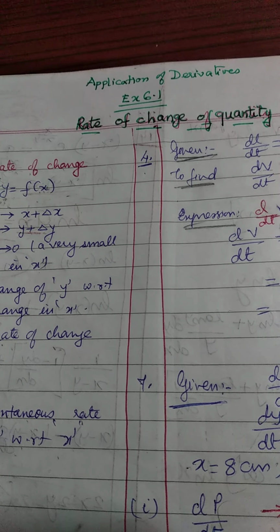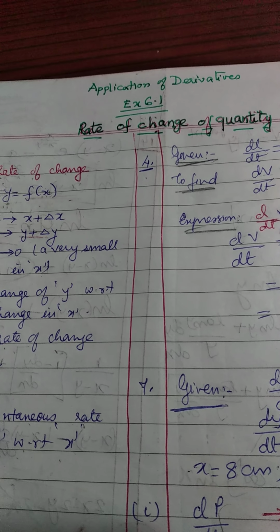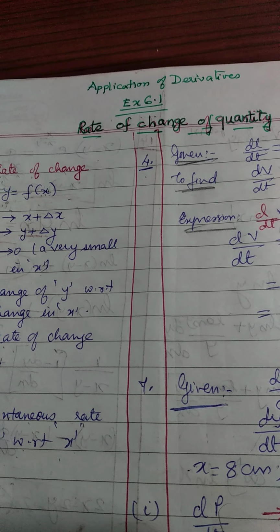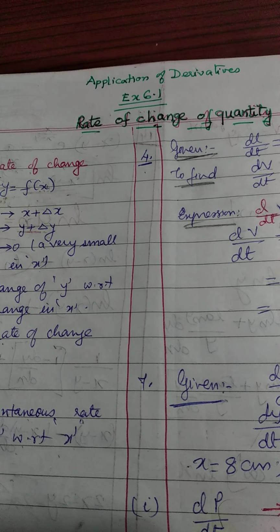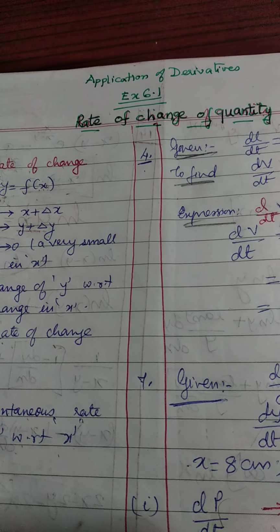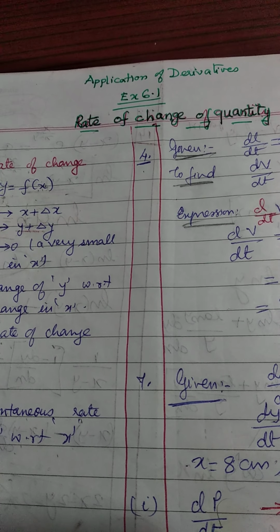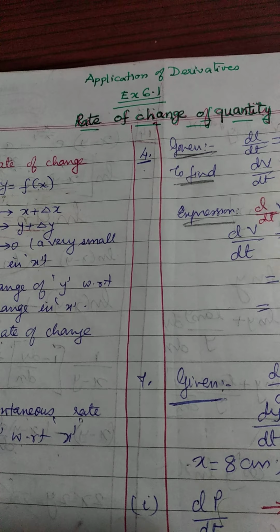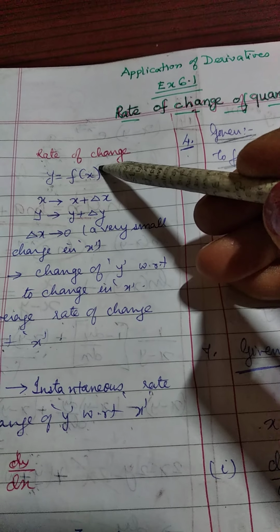Hello everyone. Today I'll be discussing one of the 5 applications of derivative that is given in the NCERT textbook. That's there in the exercise 6.1. That is rate of change of quantity. As the word says, rate of change.